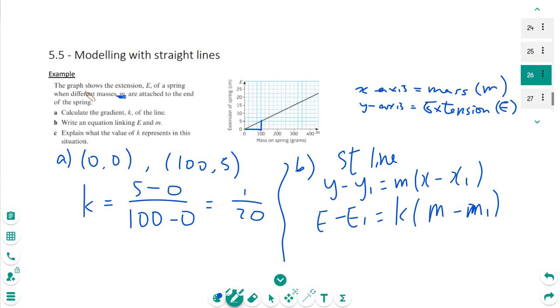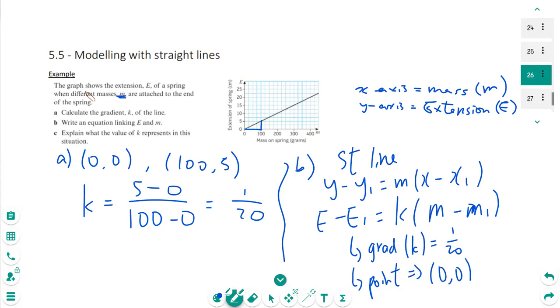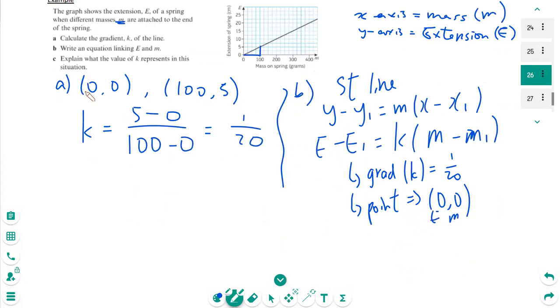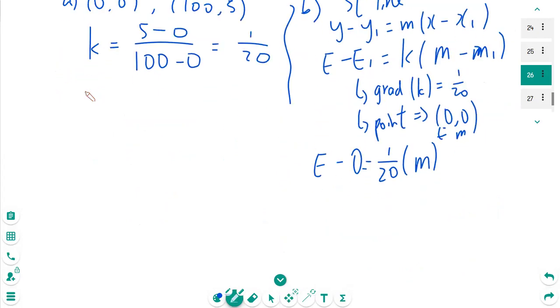So what we need is the gradient again and a point. We have the gradient, so, to stop confusing you, the gradient k equals 1 over 20. We need a point. The point we can use is (0, 0), which is your M and E. Okay, so we're going to use the formula. E minus E1 equals k, 1 over 20, times (M minus M1). So essentially, it's just E equals 1 over 20 M. Okay, next one.